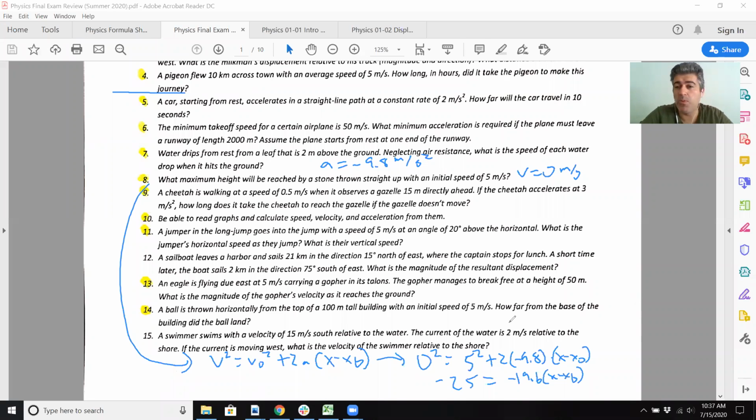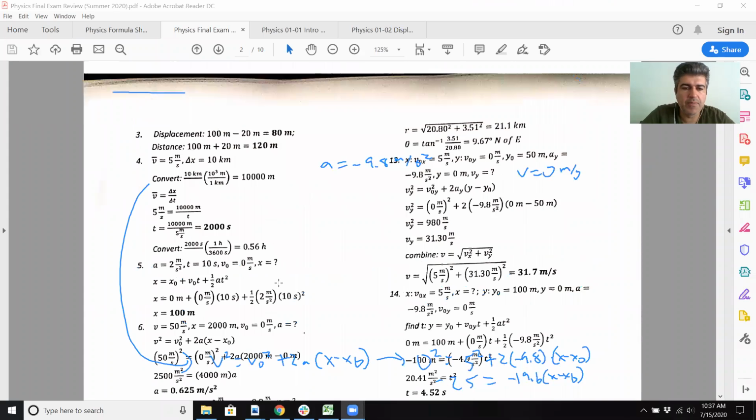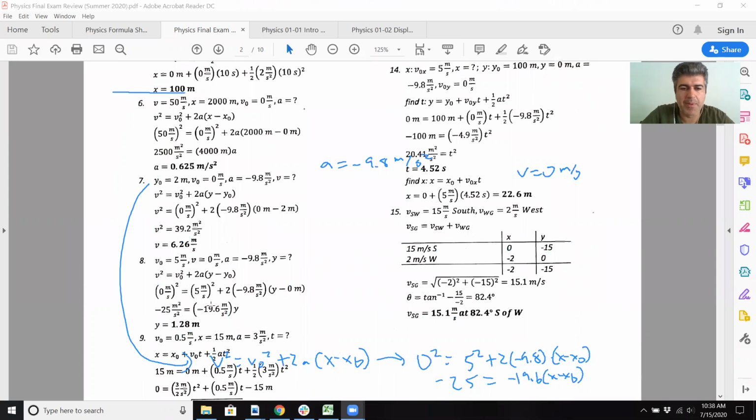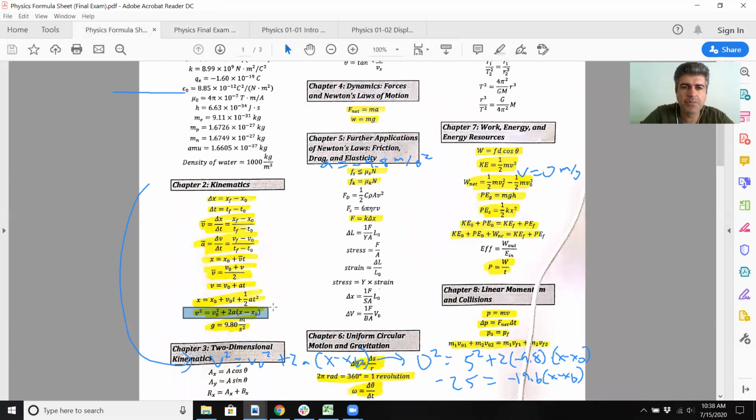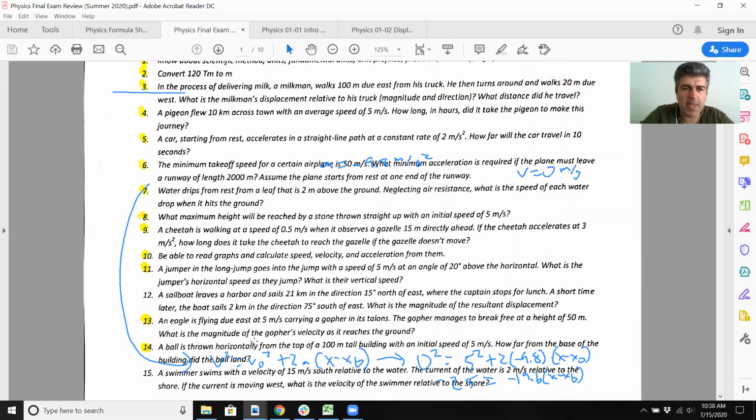Remember, I'm keeping everything multiple choice, so it should be really, really easy. And again, if you look at the answer key, that's exactly what I got. It works it all out for you and gives you the equations. I use x minus x0, y minus y0, it doesn't really matter. I did work out 8 with you guys.